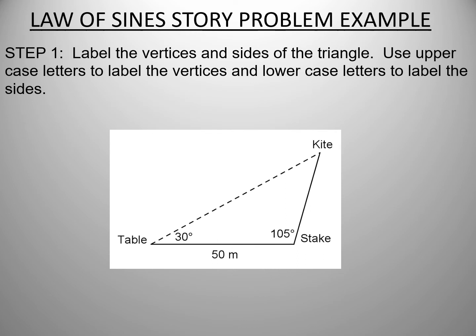So to start this problem, in step 1, we want to start by labeling the vertices and sides of the triangle. We use uppercase letters to label the vertices, and it doesn't matter which vertex is labeled A, B, and C. You can label those how you want. Once you've done that, we use lowercase letters to label the sides, and those lowercase letters have to go opposite of their corresponding uppercase letters. So for instance, the side that runs from the kite to the stake would be side A. The side that is 50 meters is opposite of C, so that'd be side C, and so on.